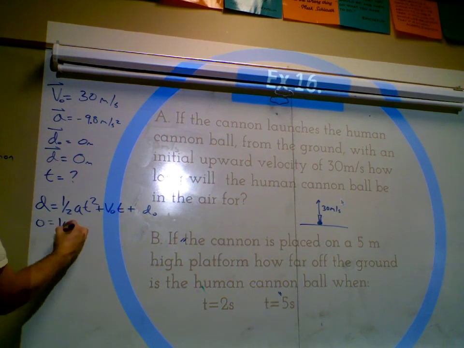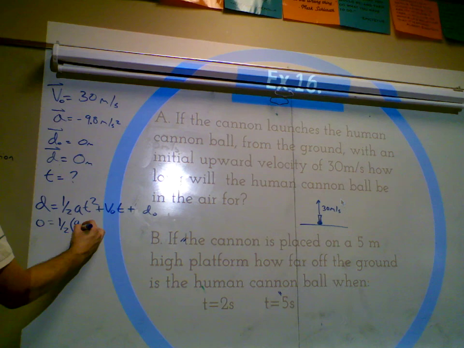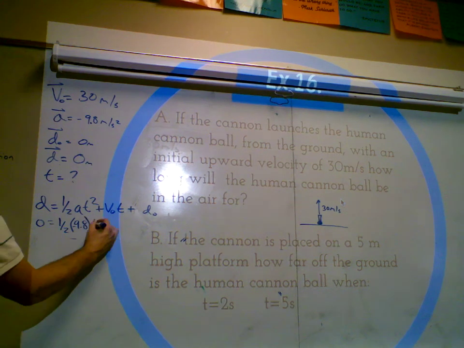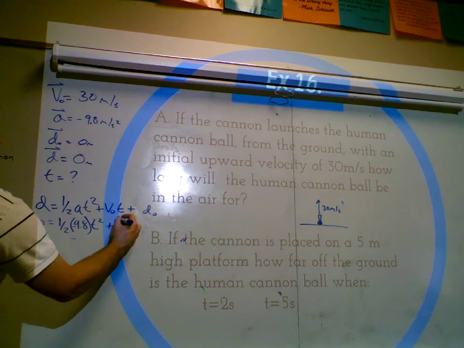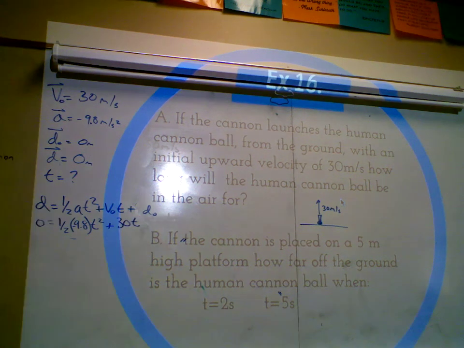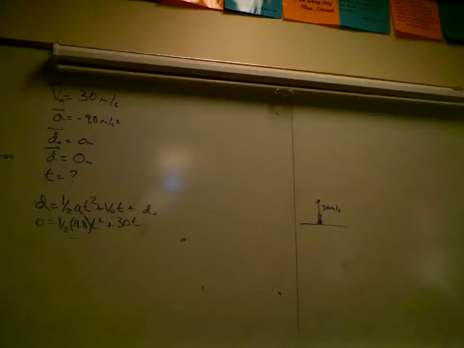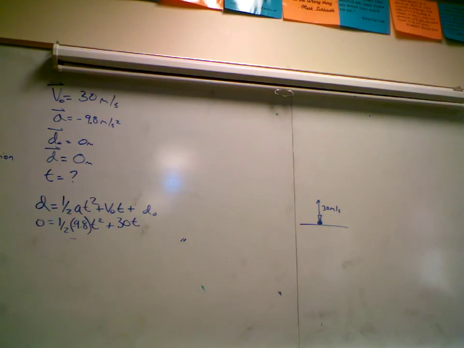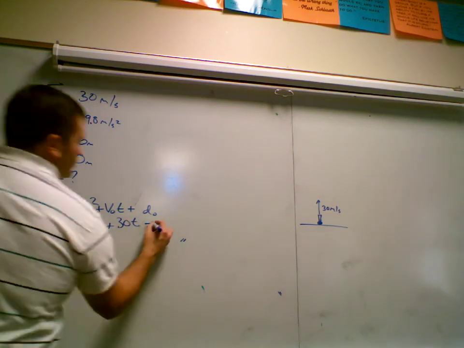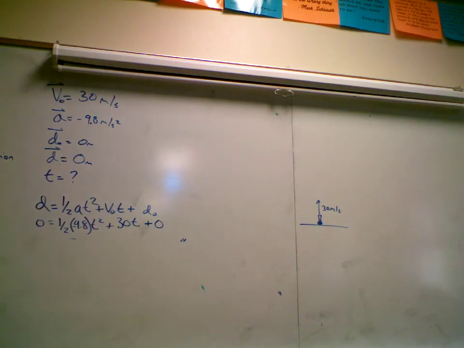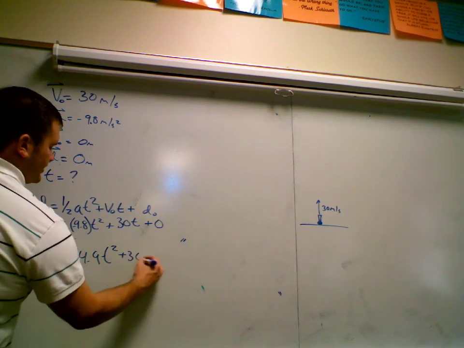0 equals 1/2 times negative 9.8 T squared plus 30T plus 0. Does that make sense, guys? Yes, sir. Okay. Now I can simplify some things. We have 0 equals negative 4.9, because half of 9.8 is 4.9, T squared plus 30T.